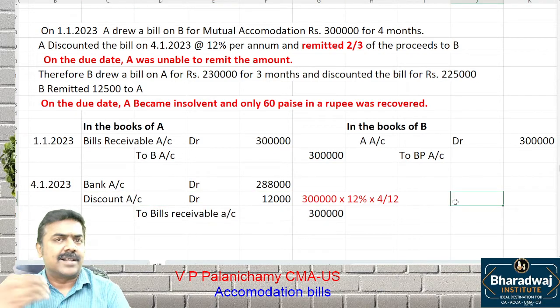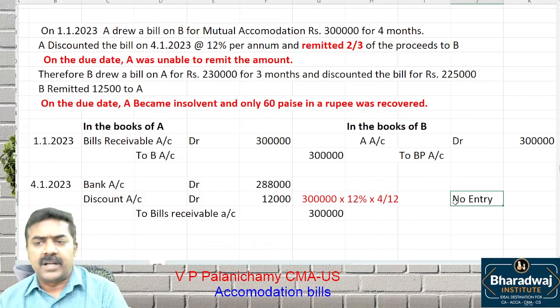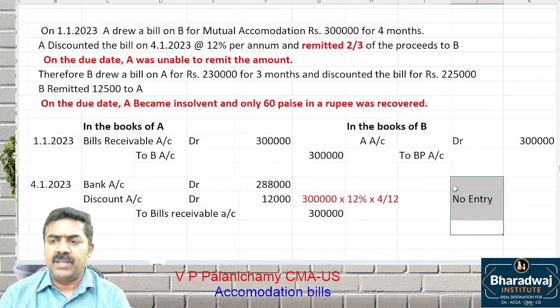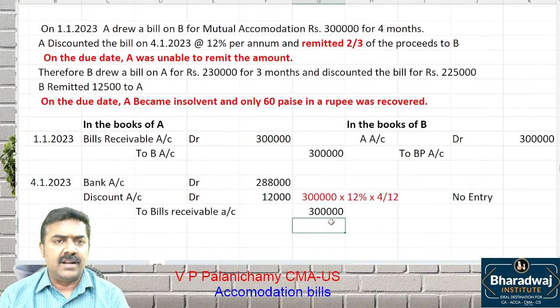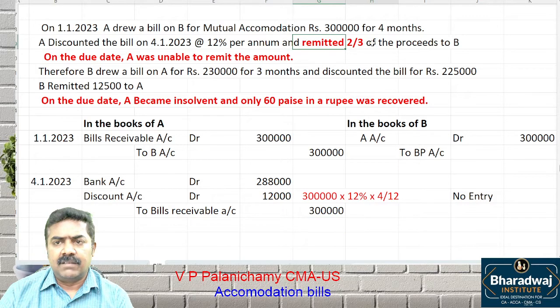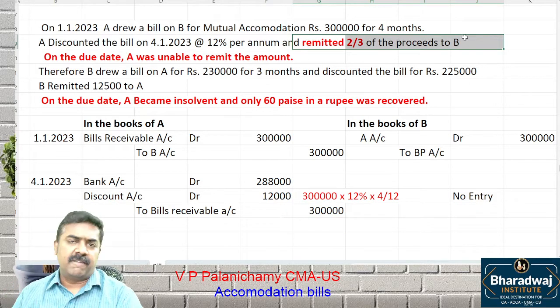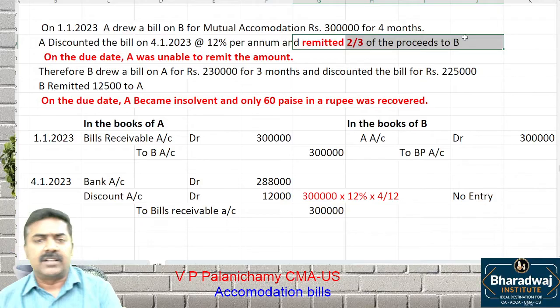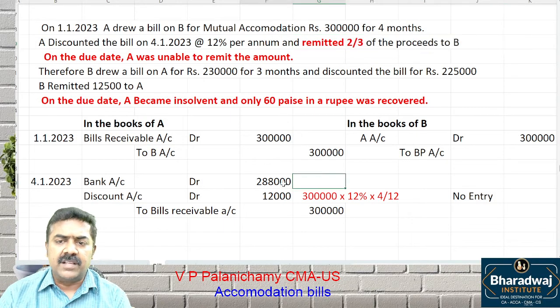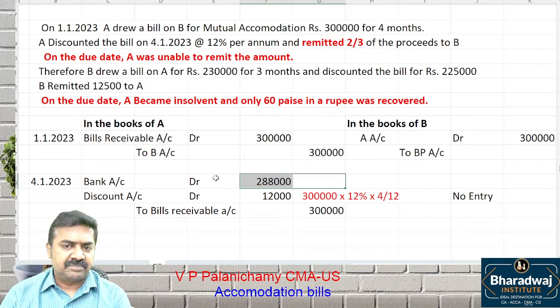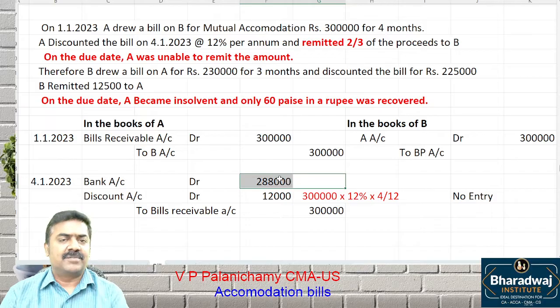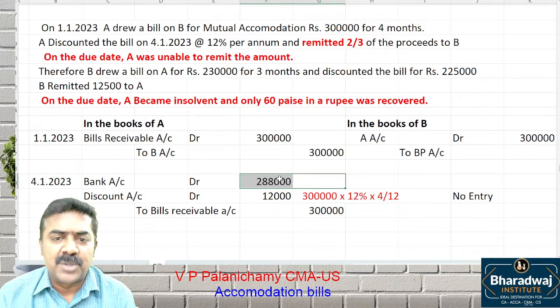It is a transaction happening in our book. The other party, B, will not pass any entry. Then we are sending two-thirds to B. Two-thirds means two-thirds on the amount. How much did we get? 2,88,000. We will send two-thirds.